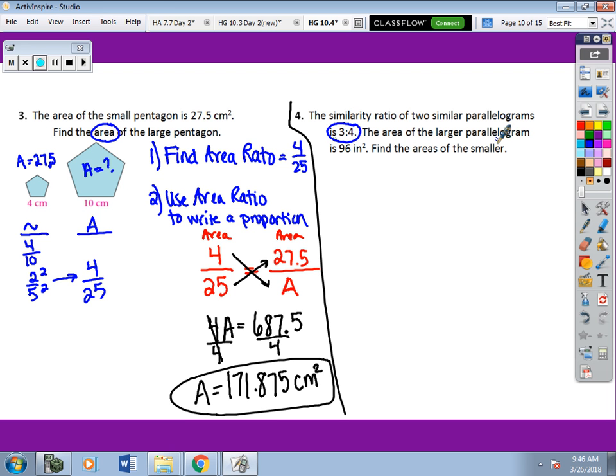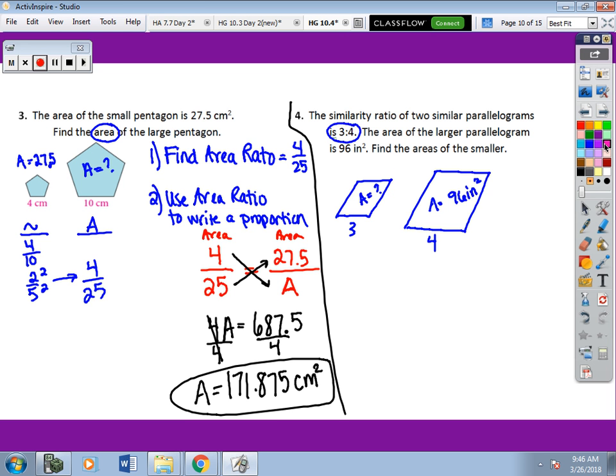The area of the larger parallelogram is 96. So let's go ahead and draw two parallelograms. The similarity ratio is 3 to 4. The area of the larger parallelogram is 96. Find the area of the smaller.